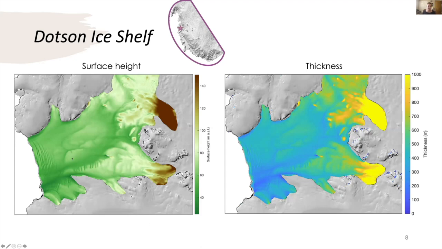And once again, I'm really interested in these seemingly connected channels here in the middle of the ice shelf. And they share similar surface heights as we saw between the two connected channels on the Getz. And they also share similar thicknesses. This is the hydrostatic thickness calculated from inverting the surface height. And we're gonna take a closer look at these.